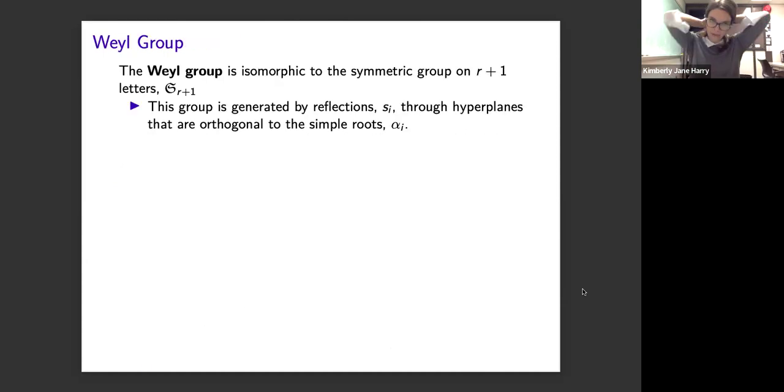Okay, another thing that I talk about in my research is the Weil group. So the Weil group is isomorphic to the symmetric group on r+1 letters, and it is created by reflections. I like to label the reflections as S sub i, and these reflections are through hyperplanes that are orthogonal to the simple roots, which I label as alpha sub i. So I have all my simple roots. Remember, those are just the single alphas. And then I have these S's, which are orthogonal to these roots.